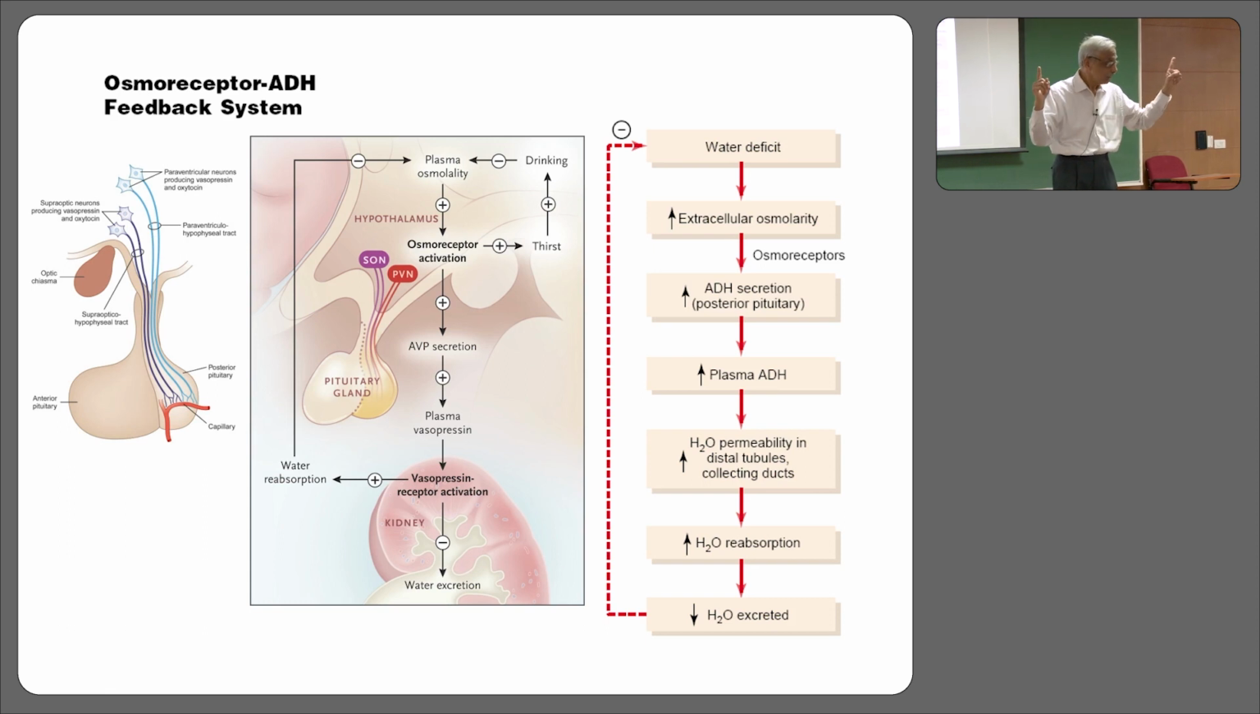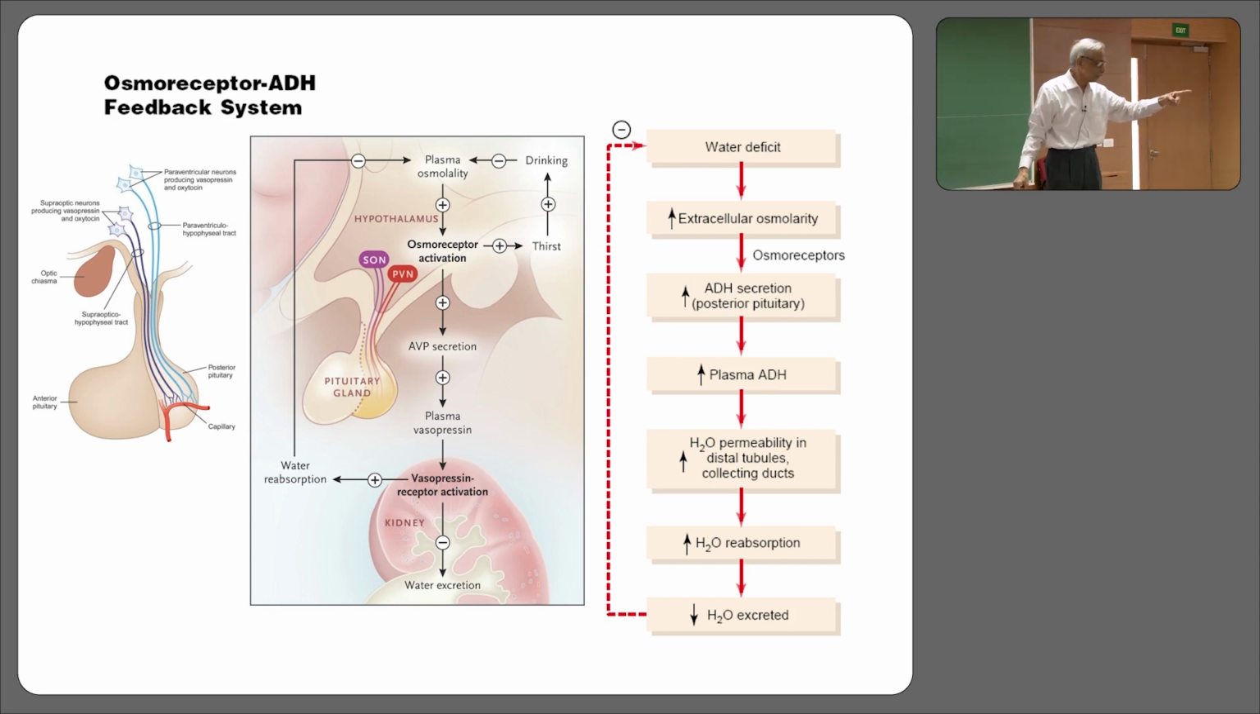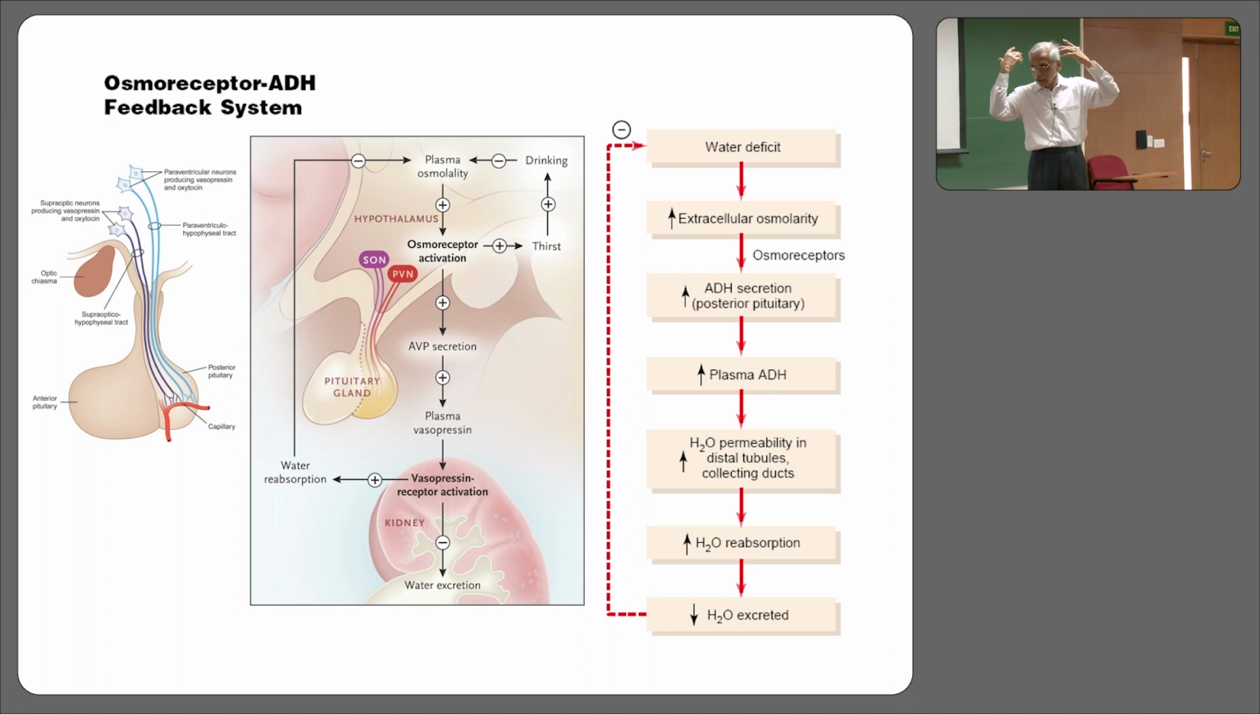Optic chiasma, supraoptic nucleus. Are you getting the rationale why it is named so? What name did I tell you just now? Supraoptic nucleus. Okay. So we have bilateral symmetry, right half, left half.